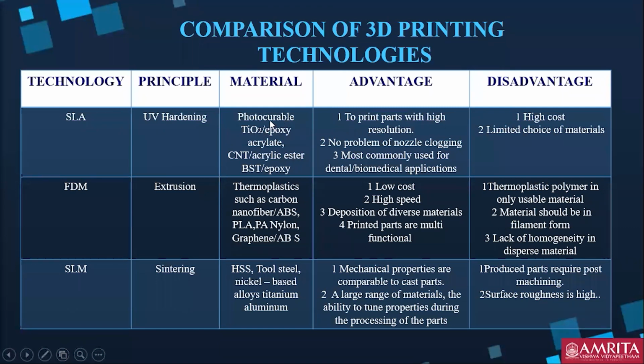Right over here, these are the names of different epoxies used. Acrylic, ester, BST epoxy, CNT, carbon nanotubes. You can use it. They are some nanoparticles. Epoxy acrylate is another material which you can use for making different types of products. The advantage is that you get high resolution, no problems in nozzle clogging.